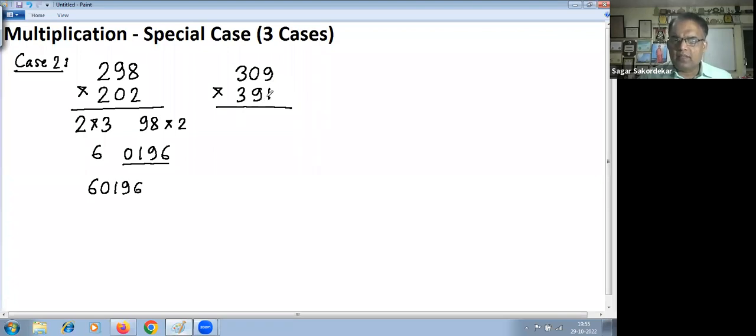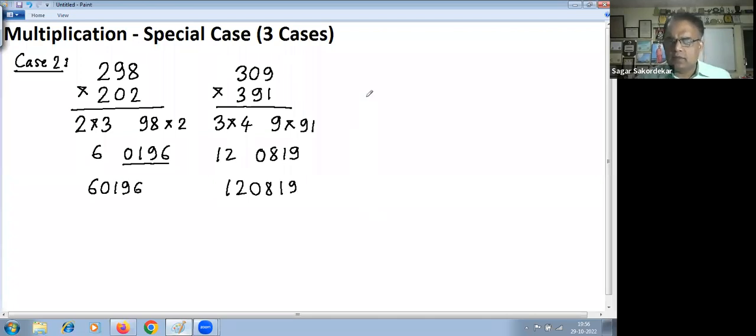9 plus 91 is 100, so it satisfies our case 2. So take what is common here, multiply the next number 4, and multiply the last two digits separately, 9 and 91. 9 ones are 9, and 9 nines are 81, 819. We said that it should be 4 digits, so 0819. 3 into 4 is 12. So the answer is 120819. Next, 2097 multiplied by 2003.